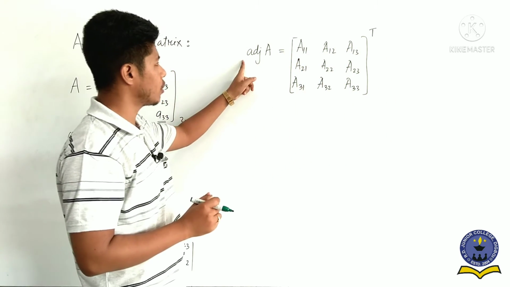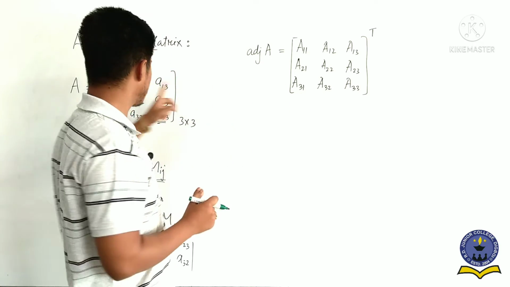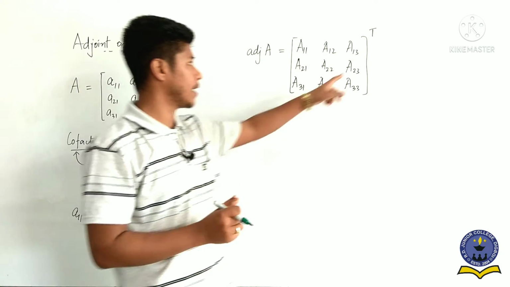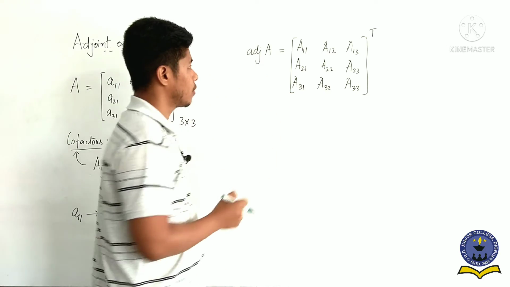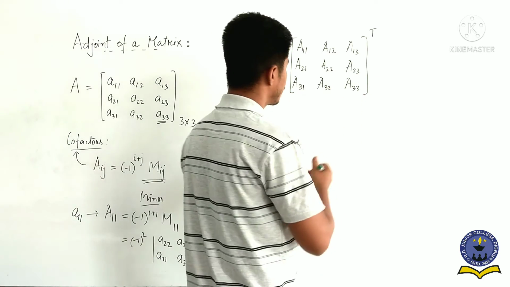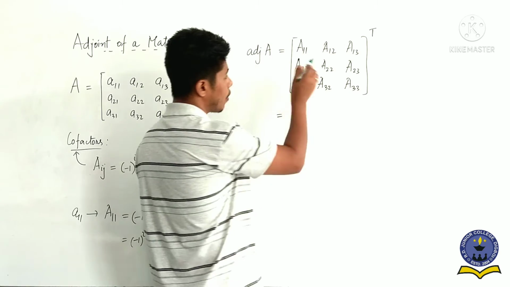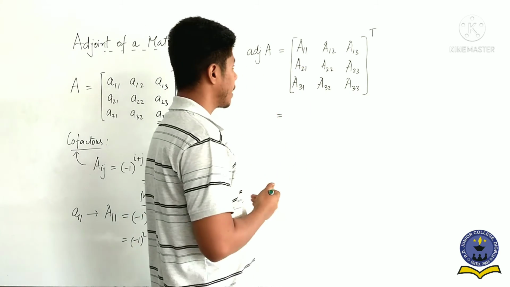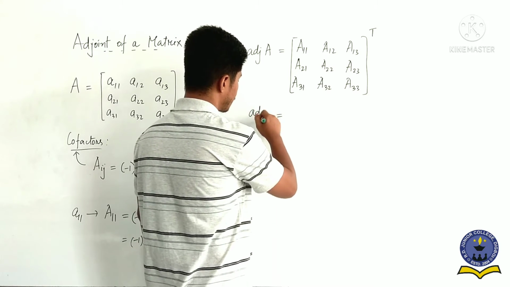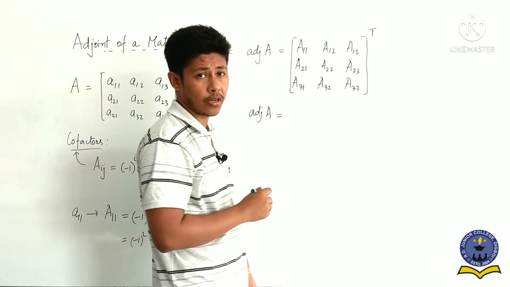So that means the adjoint of A formula is this one. First of all we have to find out the cofactors and then just put transpose T, or you can apply dash there. But better you write T, which represents transpose. So now we have to transpose the result, then finally we get adjoint of A here.